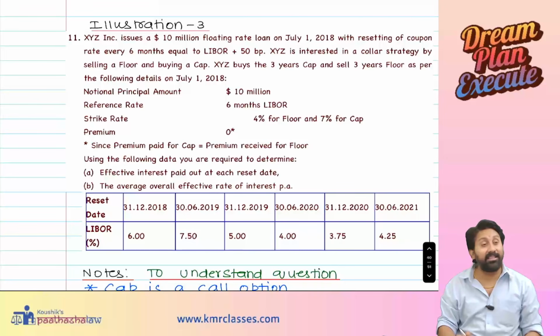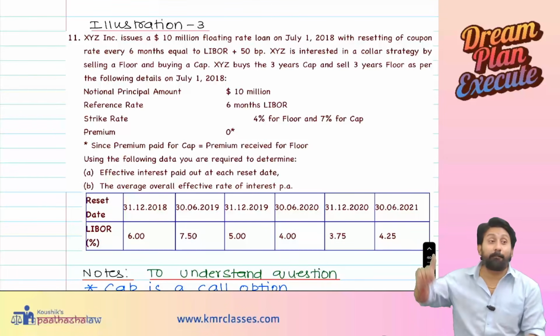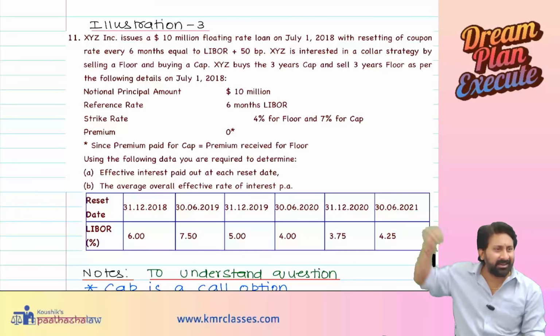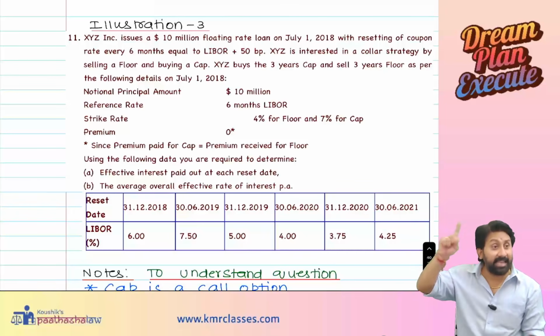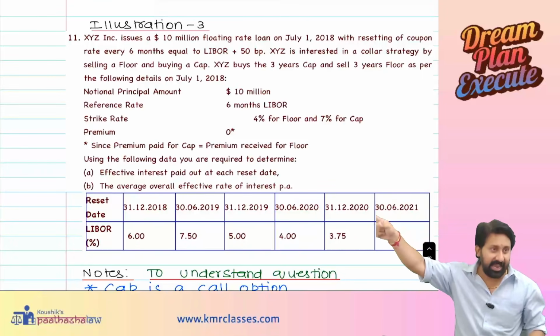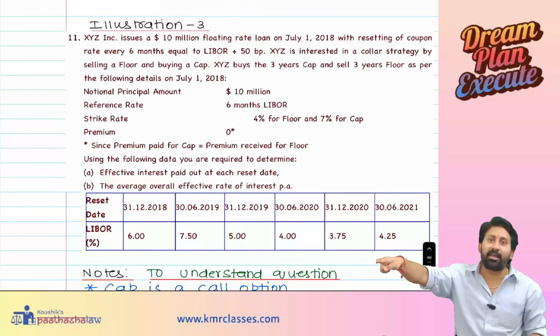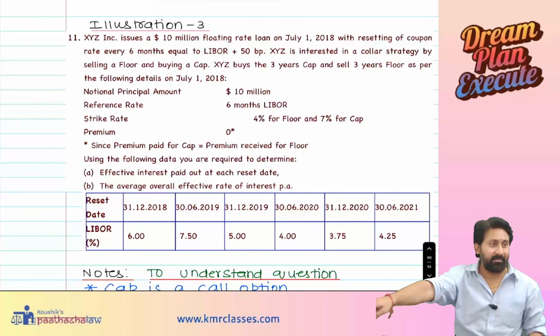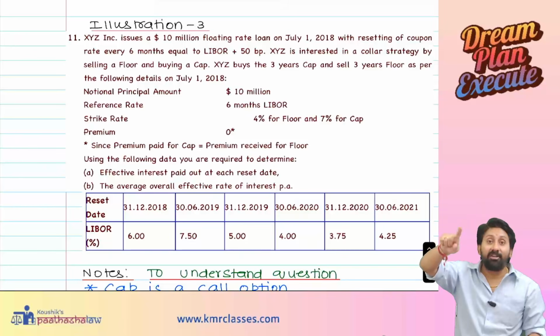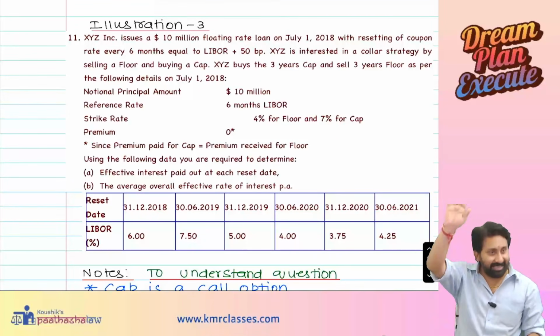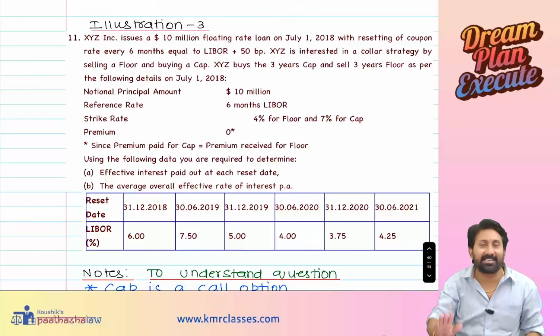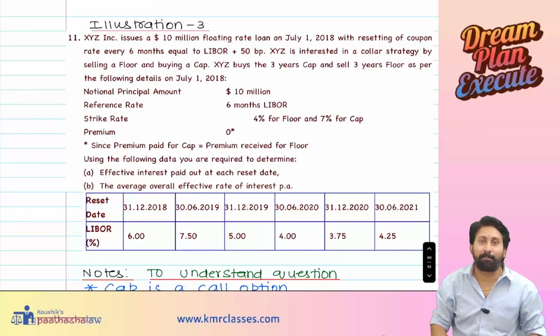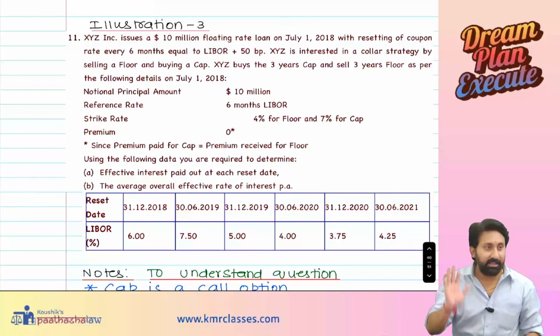You did not read the question properly. I am a call holder and I am a put writer. See the question: I am selling a floor, buying a cap. I am becoming a call holder, becoming a put writer. Put writer will have a transaction of buy, call holder also will have a transaction of buy. Both are buy transactions.